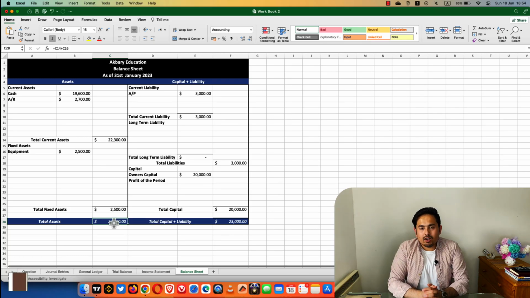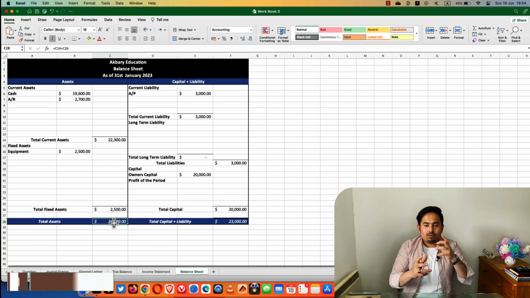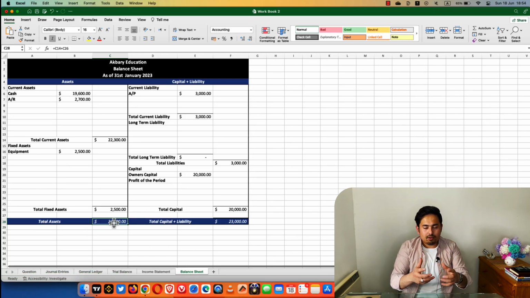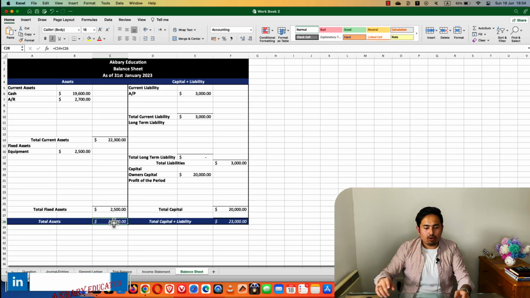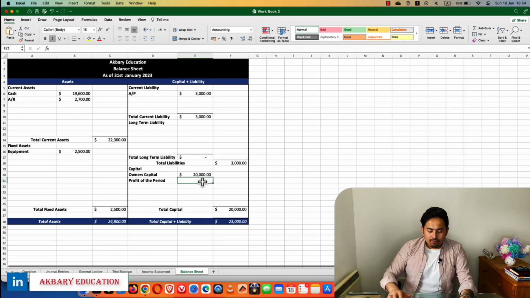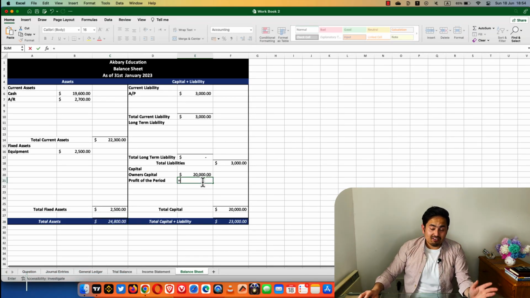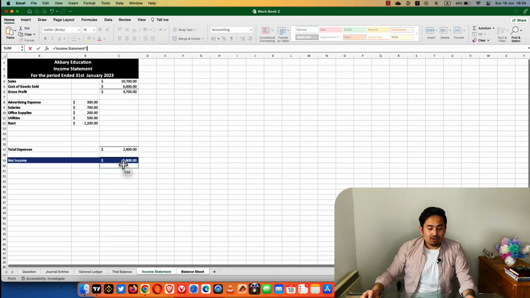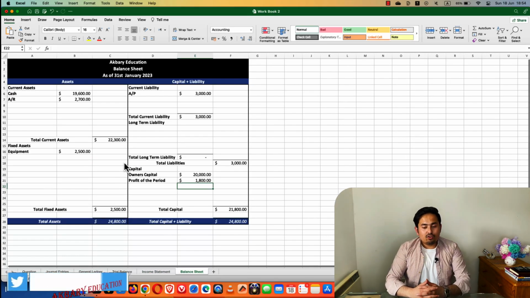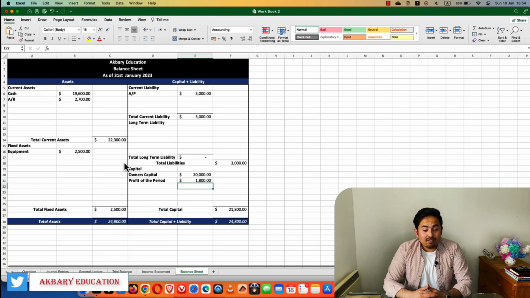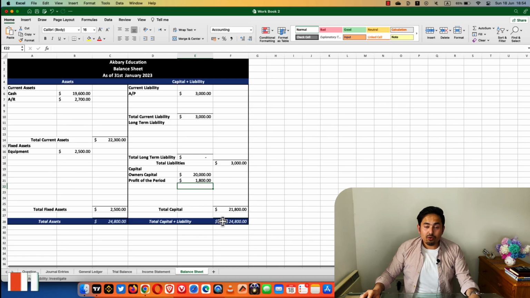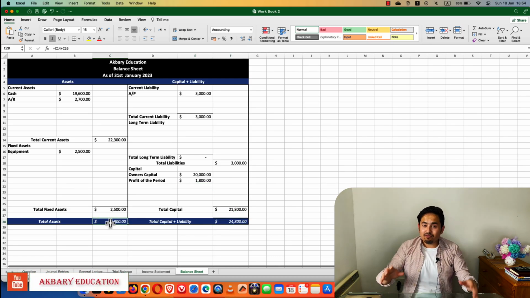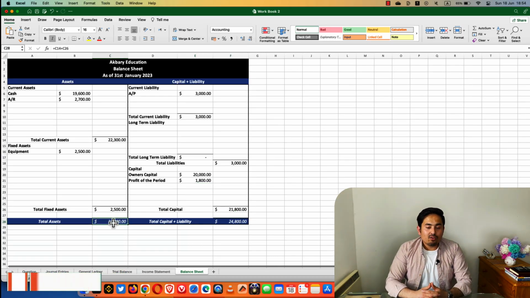This is the secret of the accounting equation, where we need to consider the result of the period, revenue minus all expenses, which will end up as the profit for the year. Here in January, profit for the month was $1,800, which will make up the equal amount of $24,800, balancing the balance sheet.